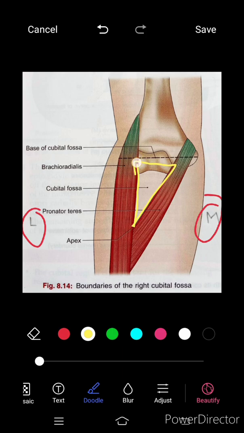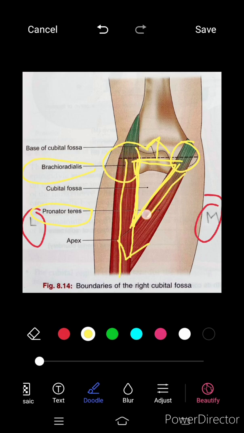So it is bounded laterally by the medial border of brachioradialis muscle and medially by the lateral border of pronator teres muscle. Its base is directed upwards and it is represented by the imaginary line joining the front of two epicondyles of the humerus. Now its apex, it is directed downwards and it is formed by the area where brachioradialis muscle crosses the pronator teres.